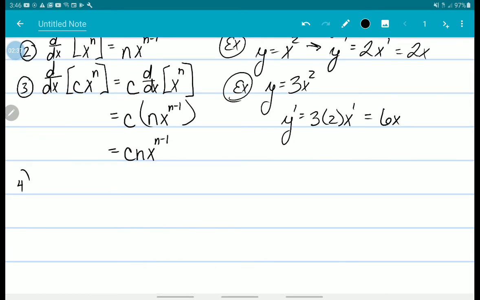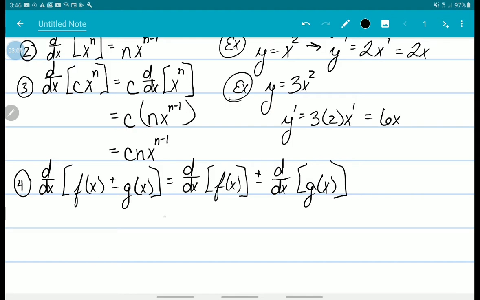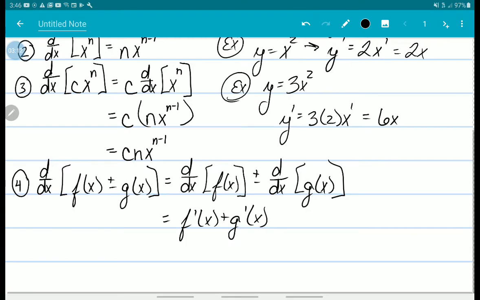And then our fourth rule that we have for now is taking the derivative of a sum or difference of functions. And that rule says you can take the derivative of each one separately. So you can take the derivative of f of x, and then either add or subtract, depending on what's in the problem, the derivative of g of x, which would be equal to f prime of x plus g prime of x. So just a quick example there.